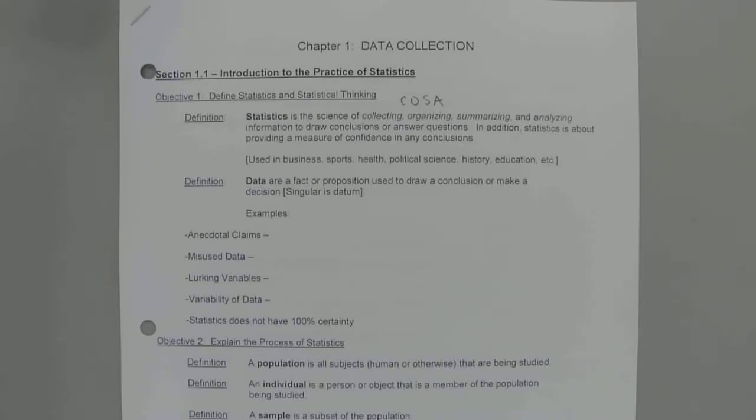Right, second definition, data. It's a fact or proposition used to draw a conclusion or make a decision. So it's actually a plural word, which is weird. So when I say you guys are going to collect data, you're collecting more than one. You're collecting a lot. Singular, it's called datum. I never really use the word datum. So I use data for plural or single, but it is all those things that we collect, and once we collect it, we can make some kind of decision or conclusion from it, all right?